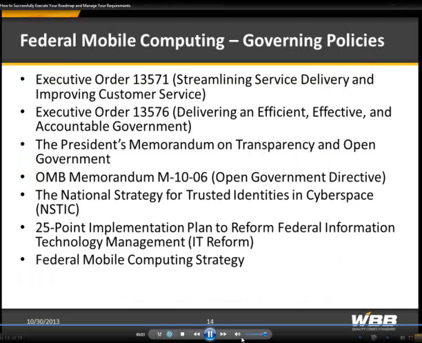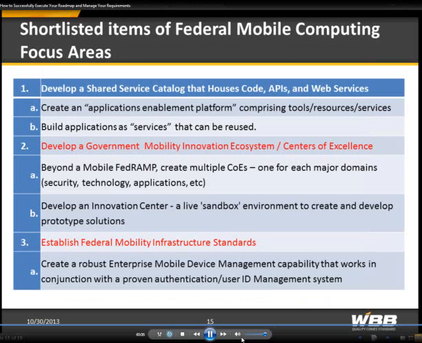With that, these are some governance policies moving on, and here are some of the shortlisted items when it comes to federal mobile computing. A much more detailed checklist of items is here. It talks about, from an agency perspective, implementing a mobility innovation center of excellence within your agencies. For VA, VHA, we're dealing actually with the Office of Innovation. They are definitely ahead in some of these areas.